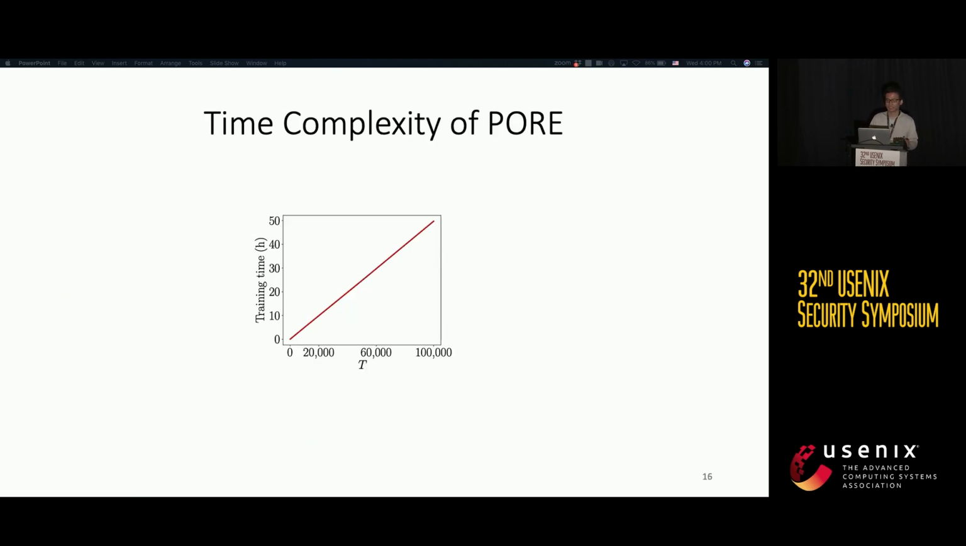This figure shows the time complexity of PORE. The x-axis is the number of base recommender systems, and the y-axis is training time. As we can see, as T increases, the training time also increases, which is very intuitive since we need to train more base recommender systems as T increases.